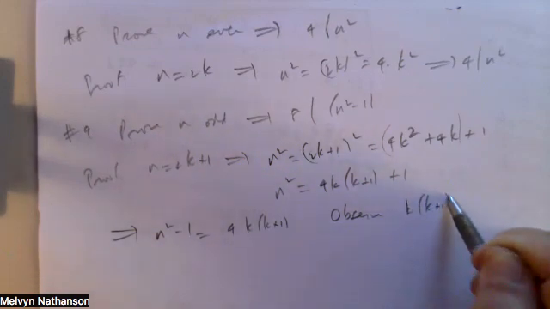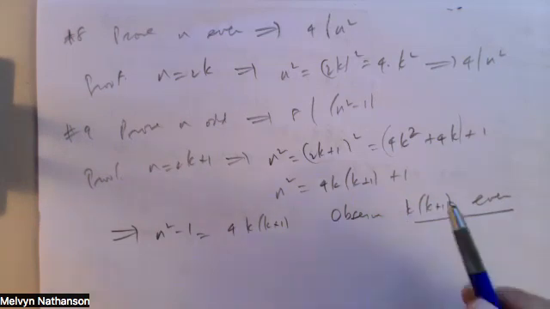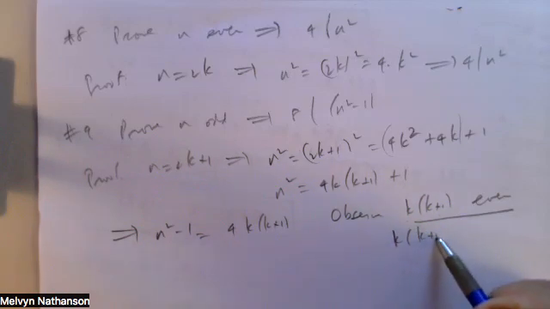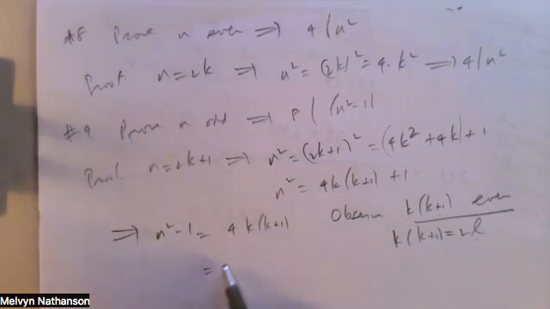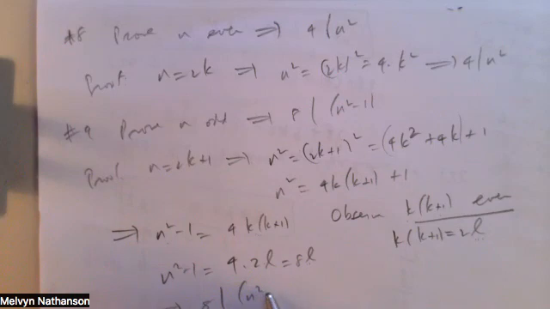k times k plus 1 is always an even number, because either k is even, k is divisible by 2, so this is even, or k is odd, but then k plus 1 is even. So k times k plus 1 is 2 times L for some integer L. So this is equal to 4 times 2 times L, or 8L. So n squared minus 1 is 8L. That means 8 divides n squared minus 1.